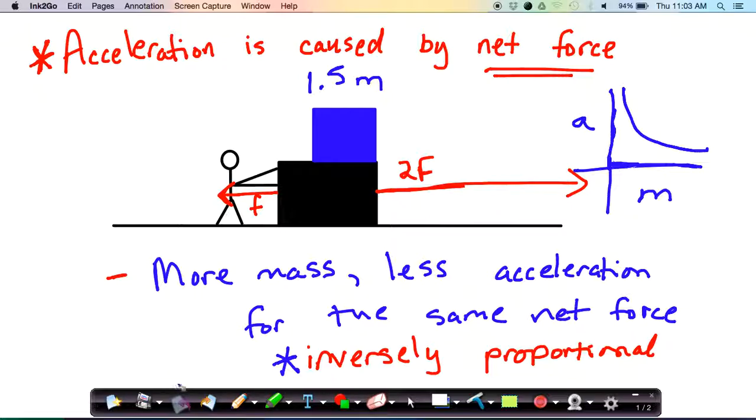Okay, so those are the two major factors that are going to affect acceleration in this scenario. It's the amount of net force, which is directly proportional to the acceleration, and the amount of mass, which is inversely proportional to the acceleration. So if we take these two observations and put them together, what we end up with is Newton's second law of motion. So let's write this out as an equation here, Newton's second law.